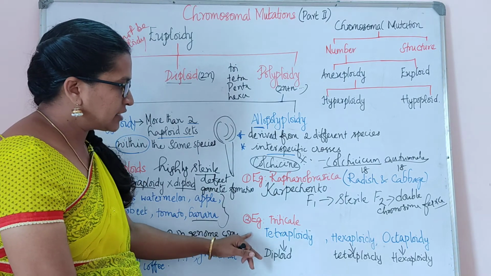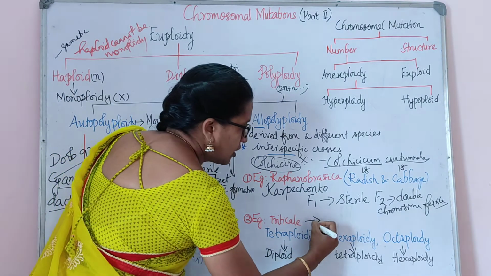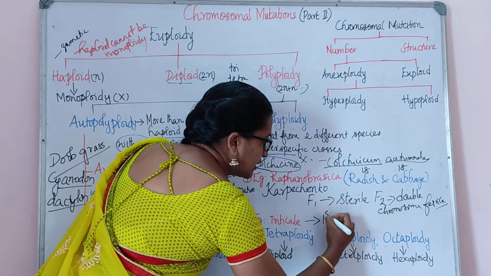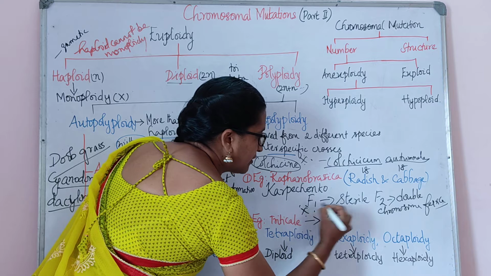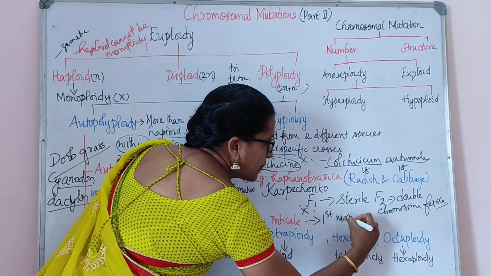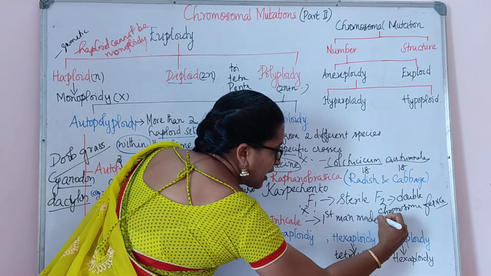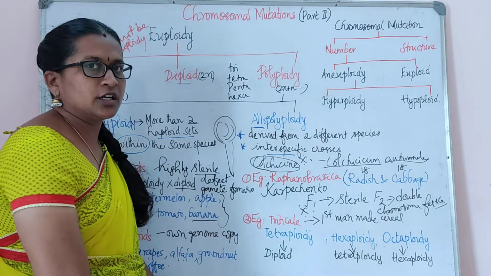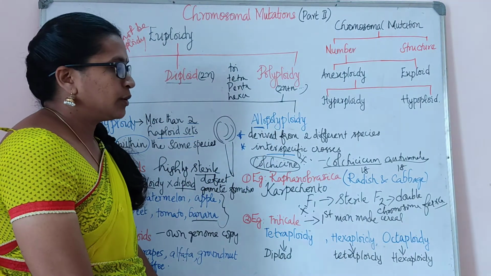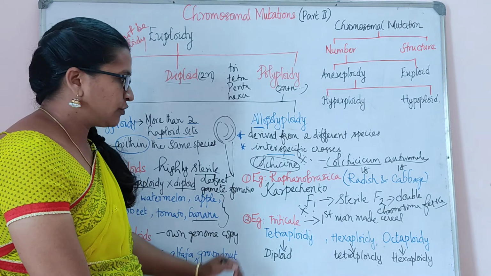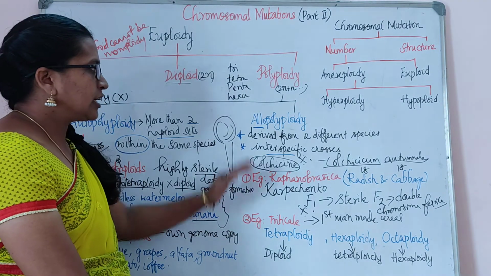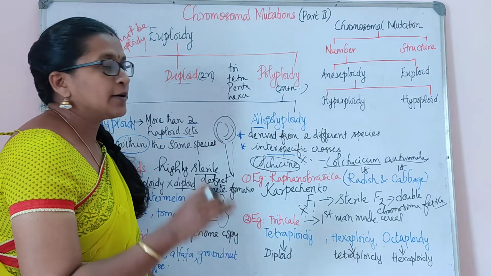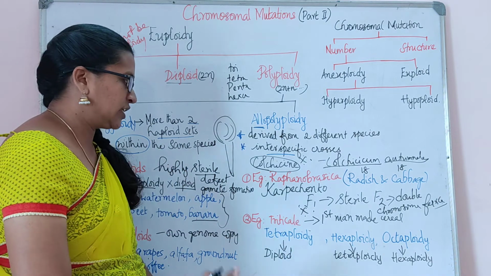The second example here is triticale. The first man-made cereal is this triticale. Very, very important. You should remember that it is the first man-made cereal. They ask this in many of the exams. Most of them forget it. So very, very important. Here in allopolyploidy, the example is triticale, the first man-made cereal.